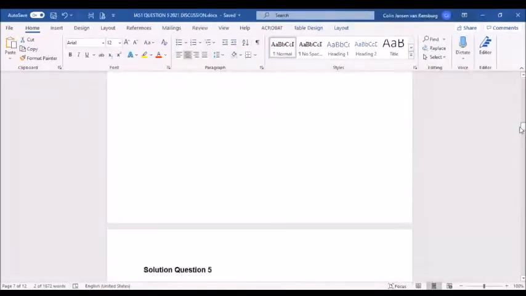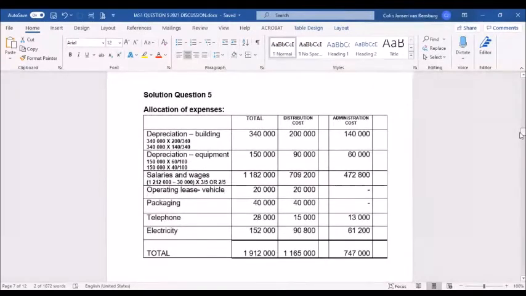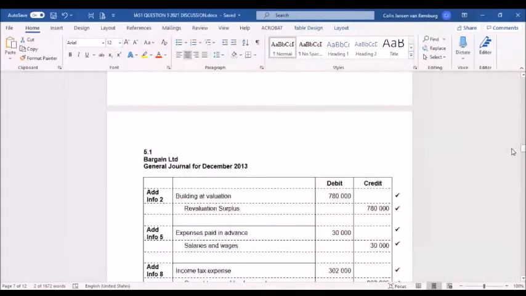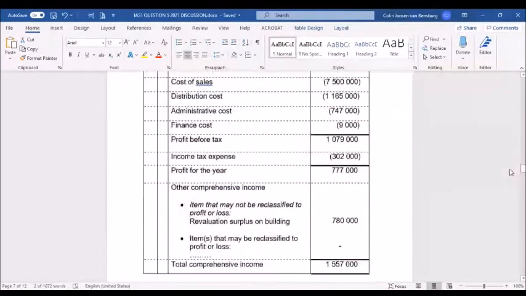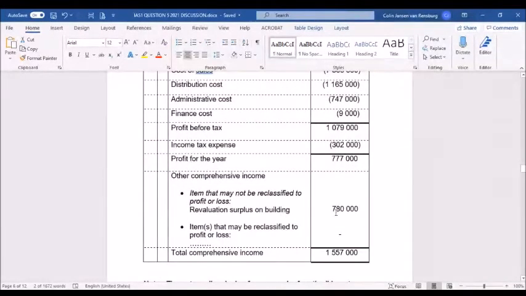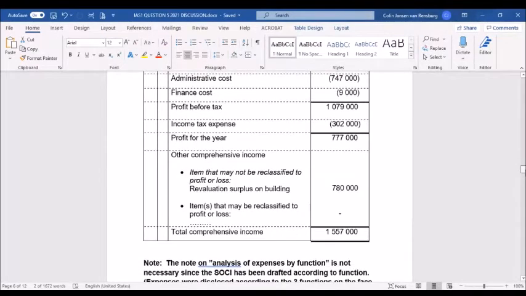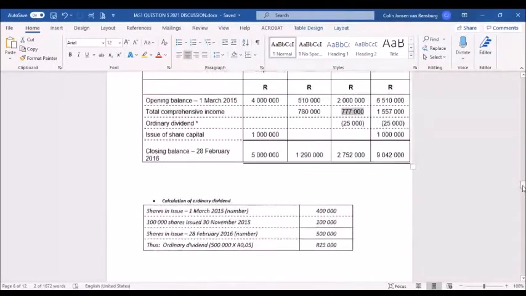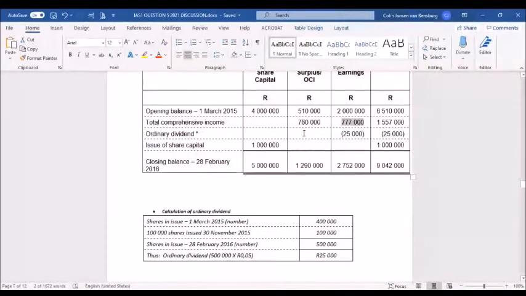Where's my statement of comprehensive income now? There. So there we've got the 780,000. That is the increase in the revaluation surplus that goes to our revaluation surplus column, and the total of 1,557,000 will then end up in the totals column, right? So that is what we have there.